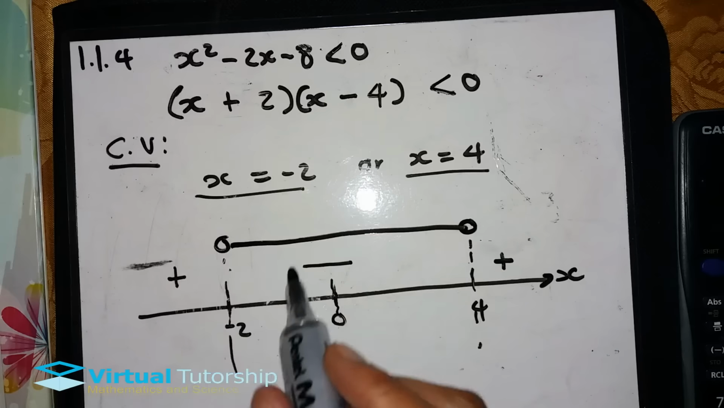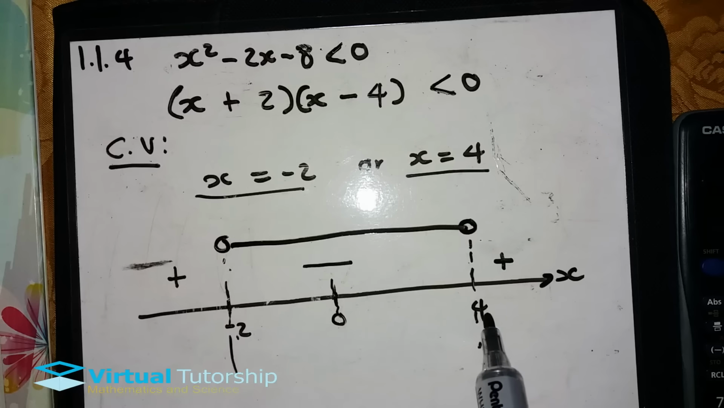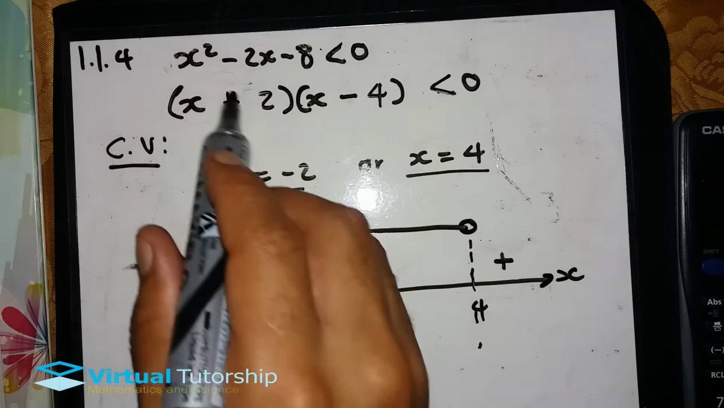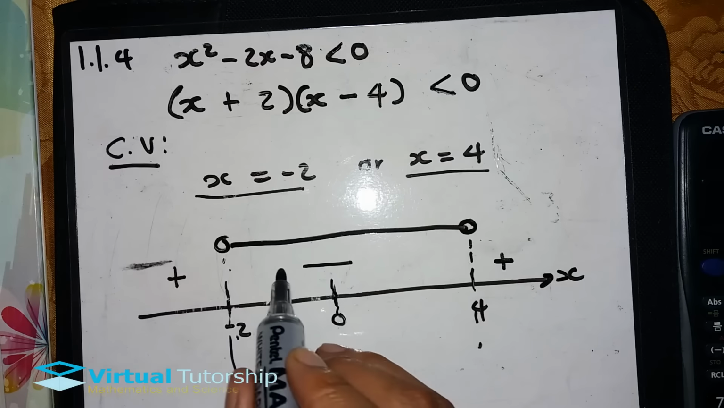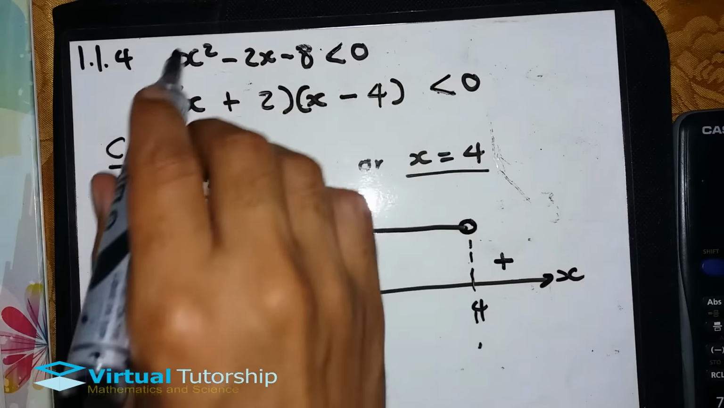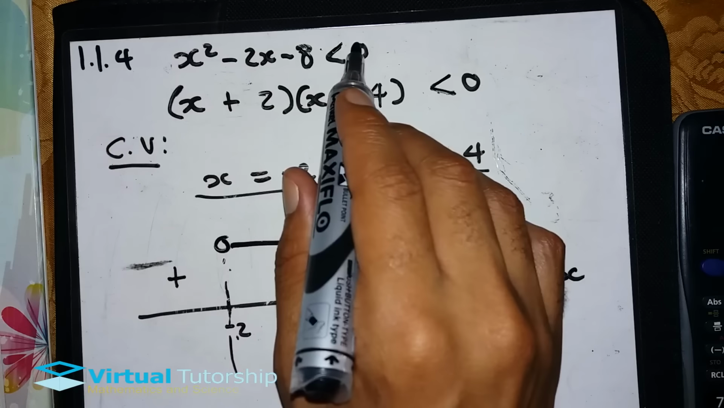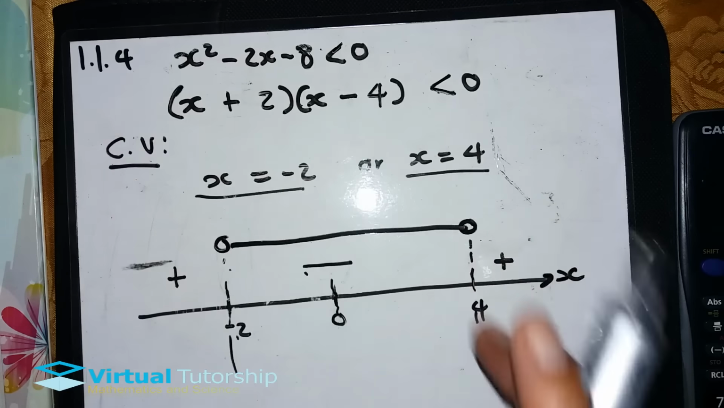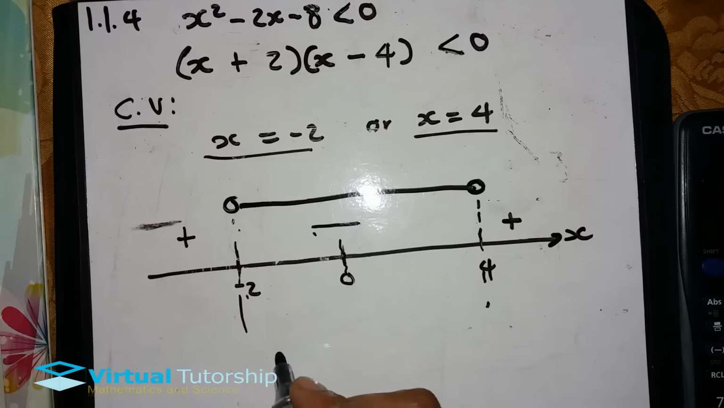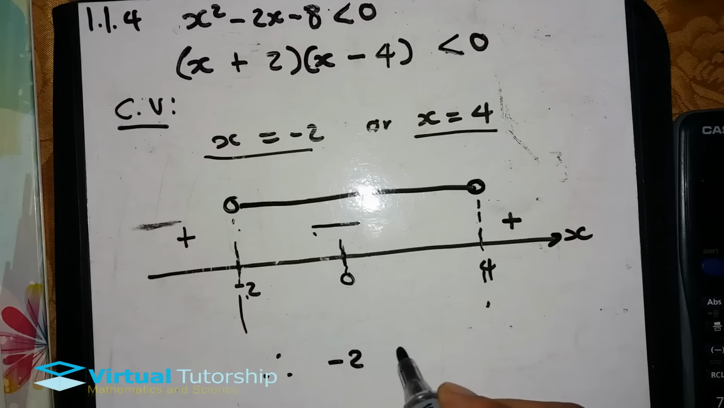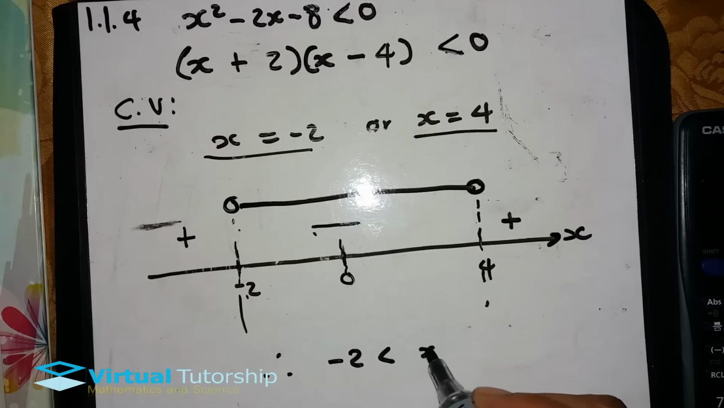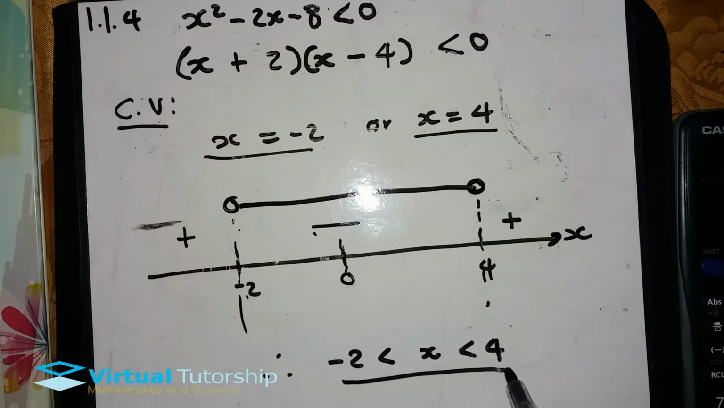So my solutions are between negative 2 and 4, because any x value I substitute here will give me a negative, and that negative makes the statement true. So my solution will be negative 2 less than x less than 4. So that is our solution for this equation.